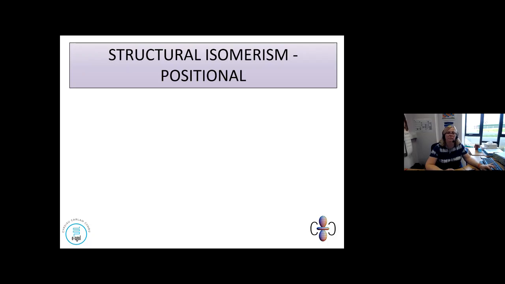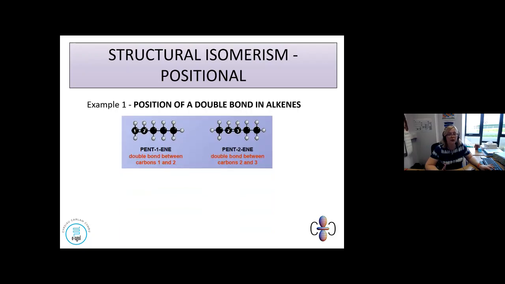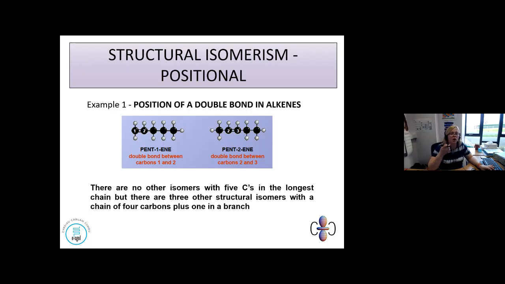Okay, so for example, if I go for alkenes, if you've got a chain of 4 or longer, then you potentially can put that double bond in more than one location. So for the position of a double bond in an alkene, you've got pent-1-ene, or you could have pent-2-ene. So the double bond occurs on the first carbon or on the second one. Okay. There are no other isomers with 5 carbons.